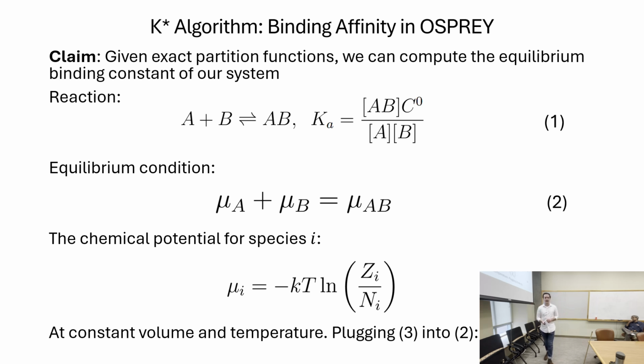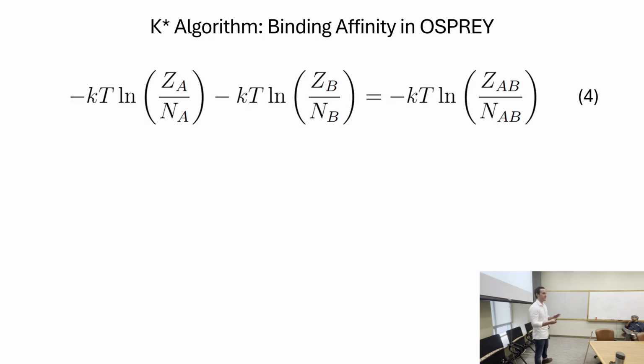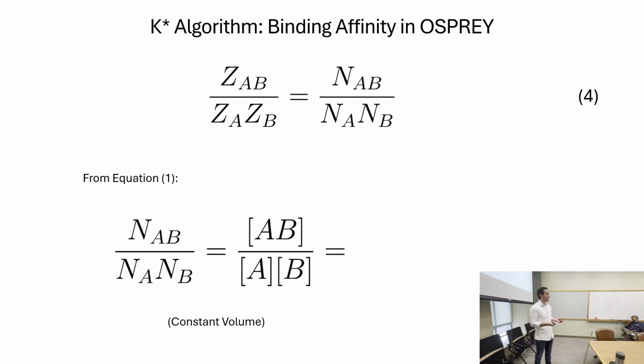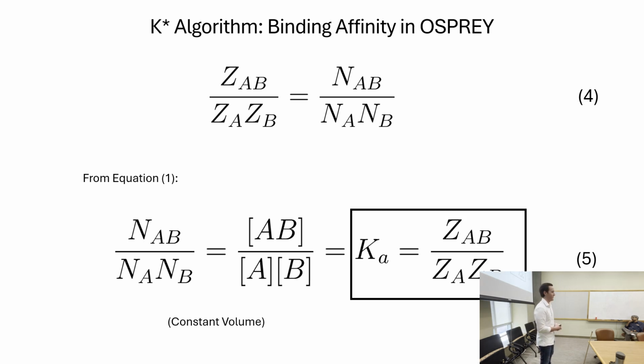What happens is quite interesting. If we plug equation 3 into equation 2, we get this kind of confusing looking thing, but if we pull out all of the constants and get rid of the natural logs, we see that the ratio of partition functions is equal to the ratio of the number of particles. Keep in mind though, we're assuming constant temperature and volume, so we can very trivially rewrite this as the ratio of the concentrations, which is simply just Ka. So this is the fundamental theory behind a theoretical approximation to Ka.